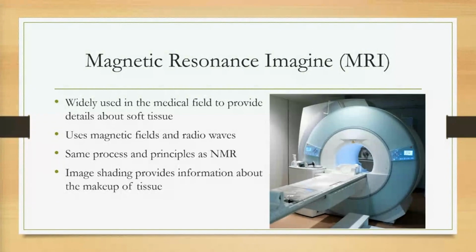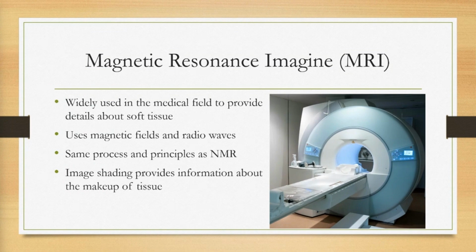Oh, that should say imaging, not imagine. But an MRI is widely used in the medical field, and that provides details about soft tissue. It's a similar process as what we're doing in lab as NMR. You use magnetic fields and radio waves to analyze the composition of soft tissue. So when you take an MRI, there's a large magnet and then radio waves that soft tissue is exposed to. And so the shading of an MRI image provides information about the makeup of the tissue.